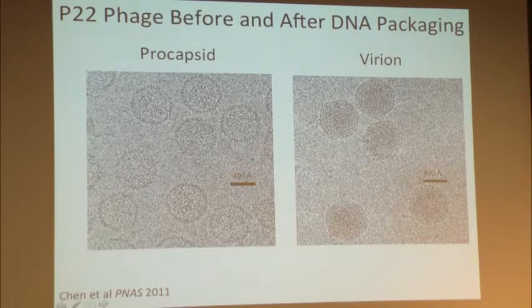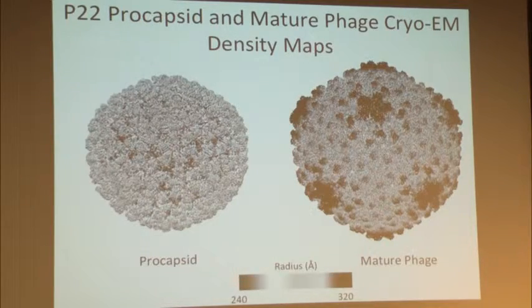But what happened before the DNA is encapsulated? So we can repeat the same experiment, but before the DNA is encapsulated. We actually solved another structure with the procapsid. It turned out this procapsid is about 100 angstrom smaller in diameter than the mature virion. And the biological question is how they accomplish this expansion when the DNA comes in.